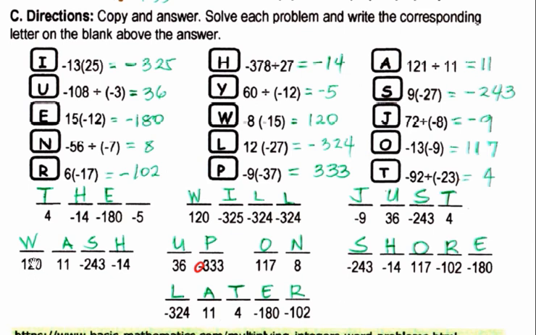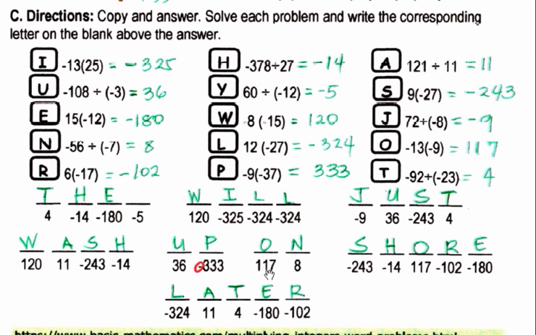For 120, that is W. For 11, let's see, letter A, yes. S, negative 243, correct. For negative 14, we have H, so "wash." Then for 36, we have letter U. Well, I put some red mark here to indicate that maybe the writer really intended to have this positive 333 so that we can use this letter P.